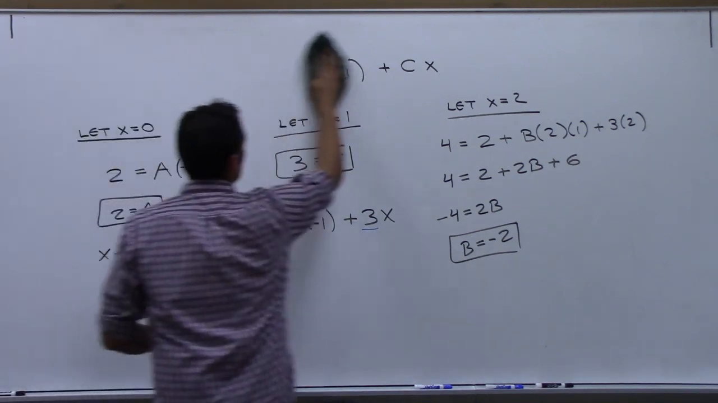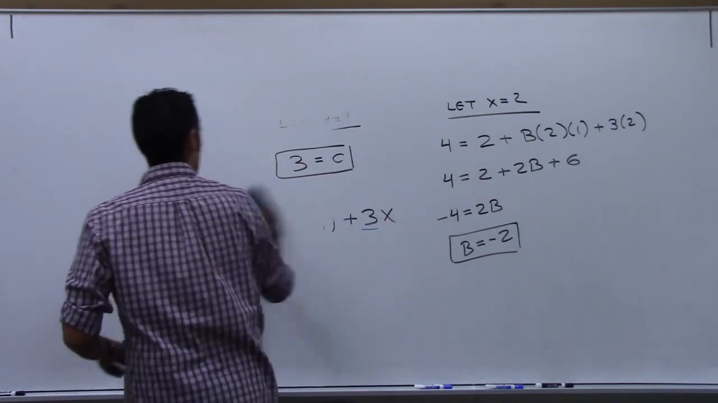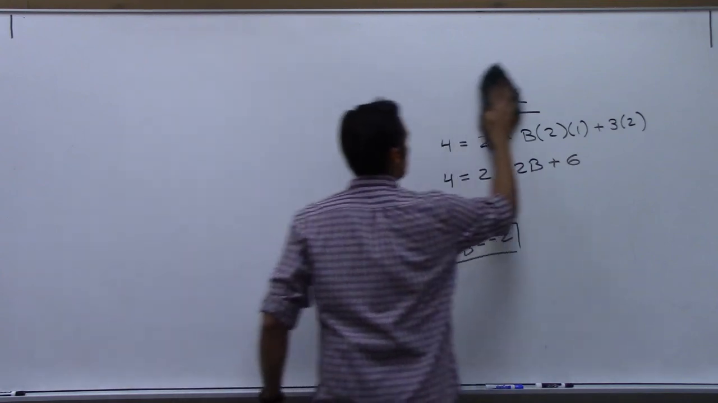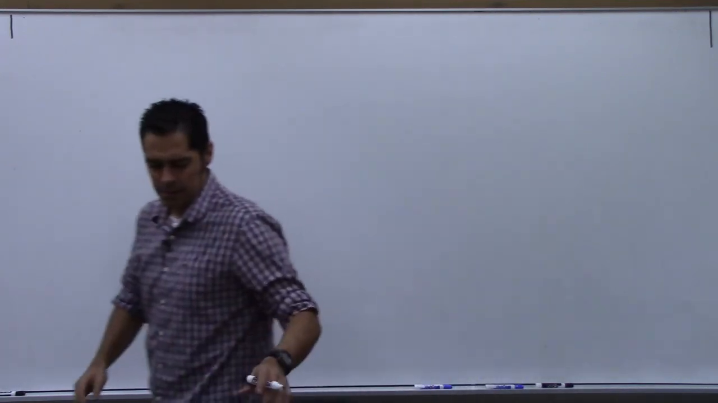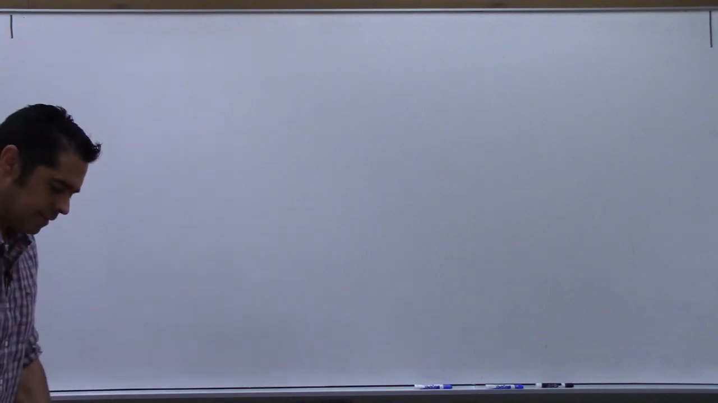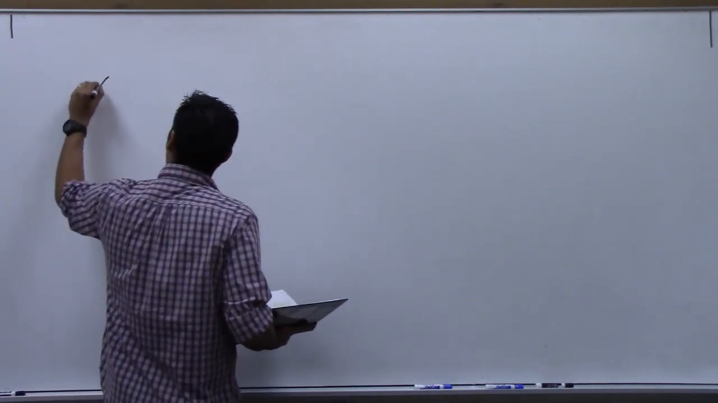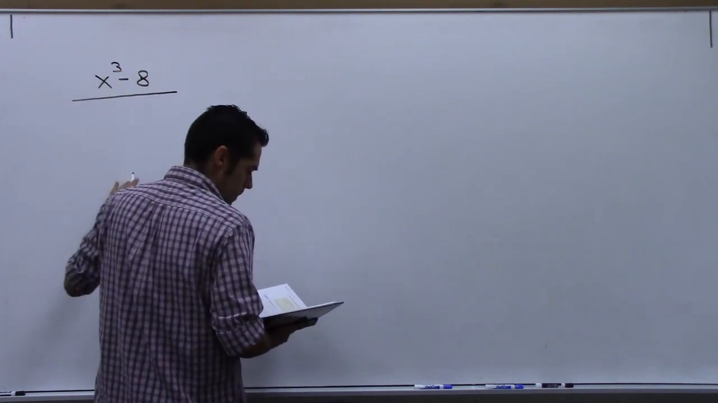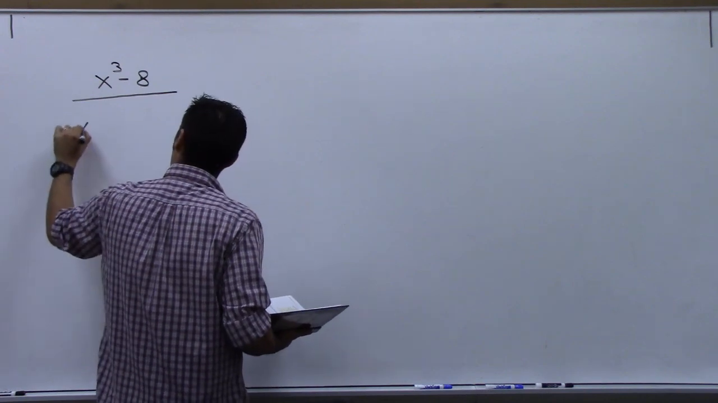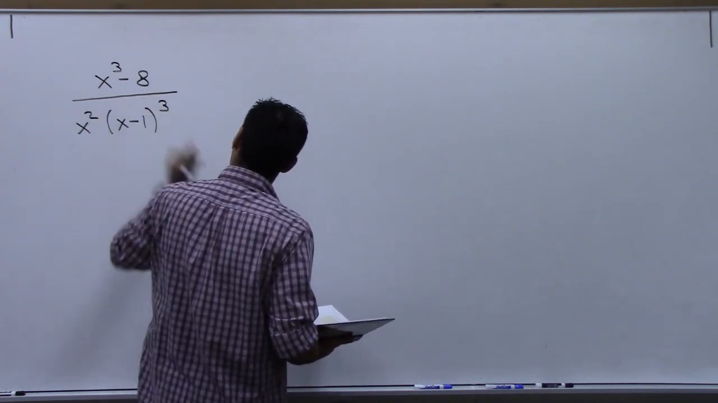I'd like to give you one to see if you can at least get it going. See how you do with this. I'm curious to see if you understand this. Let's try this: x cubed minus 8 over x squared times x minus 1 cubed.